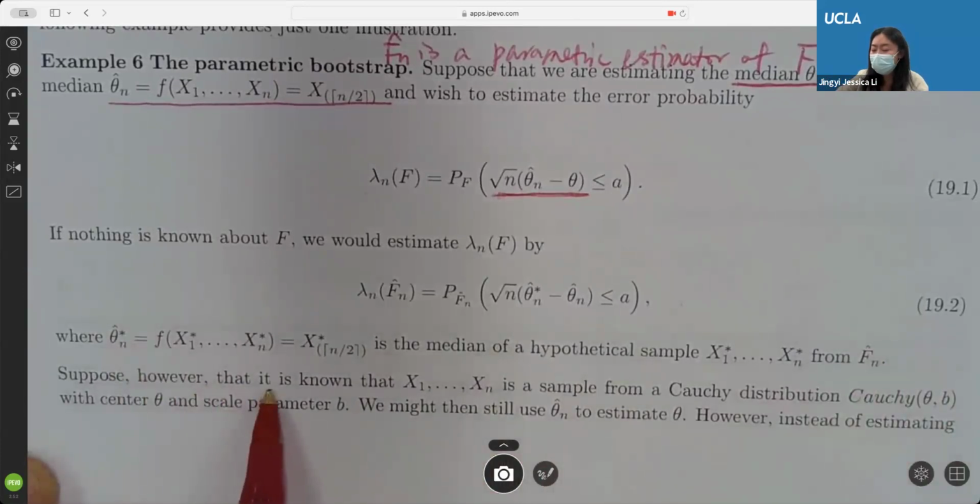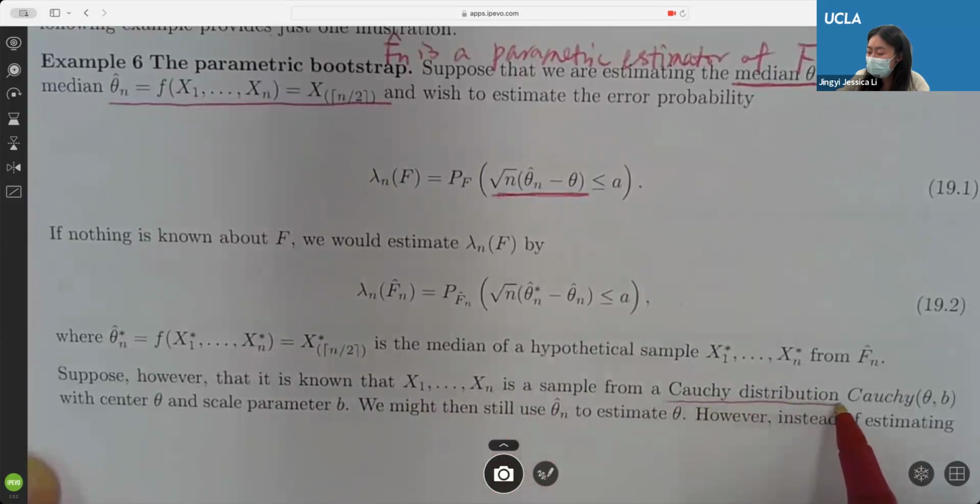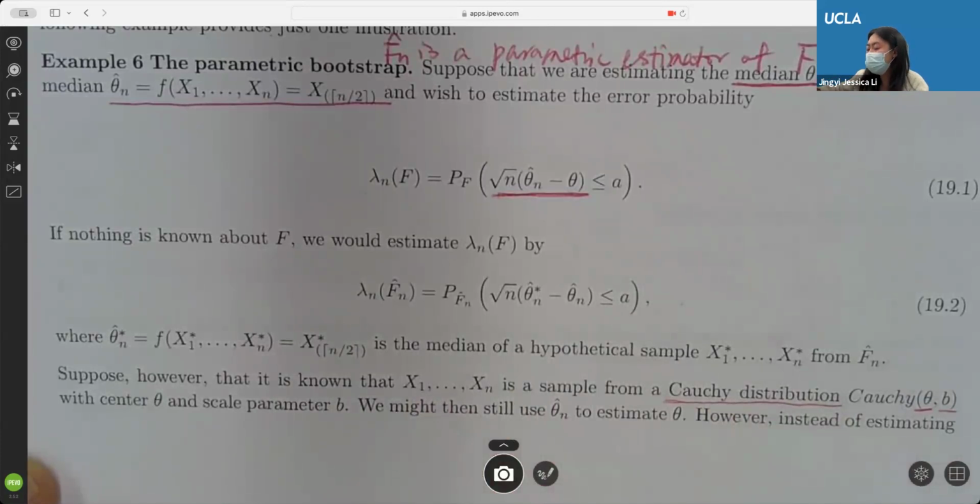Suppose, however, that it is known that x1 to xn is a sample from a Cauchy distribution. So this is what I just said: you have some knowledge about the distribution's family, the Cauchy distribution. Cauchy has 2 parameters, a center parameter and a scale parameter. Please note that the Cauchy doesn't have any moments, like the mean or variance, because it is too heavy-tailed. So we only talk about its center and scale. We might then still use theta hat n, the sample median, to estimate theta, the median.